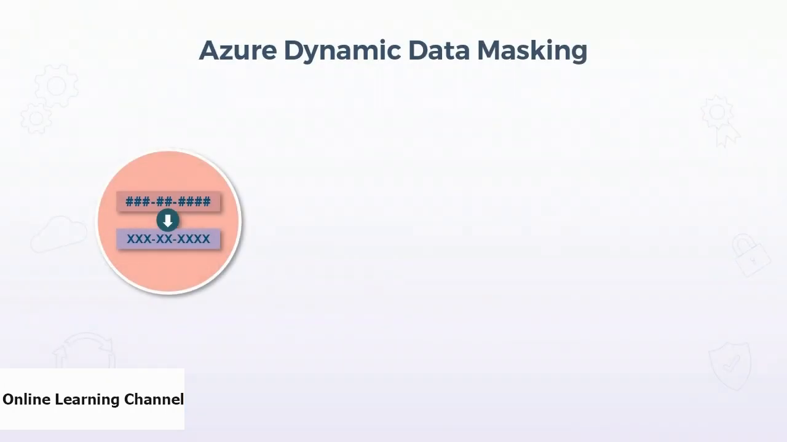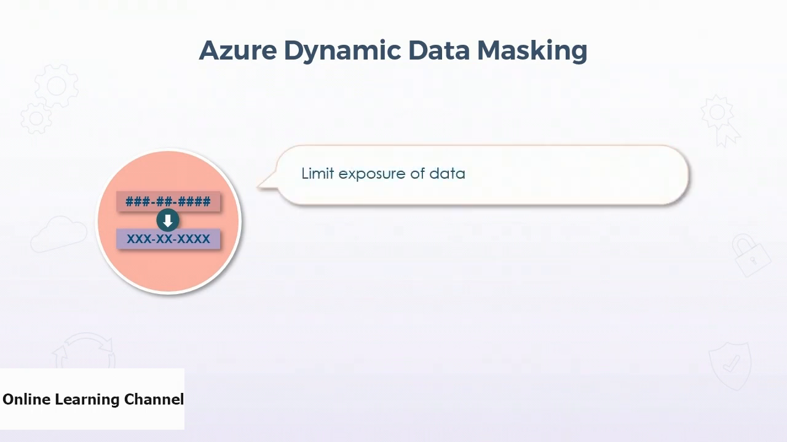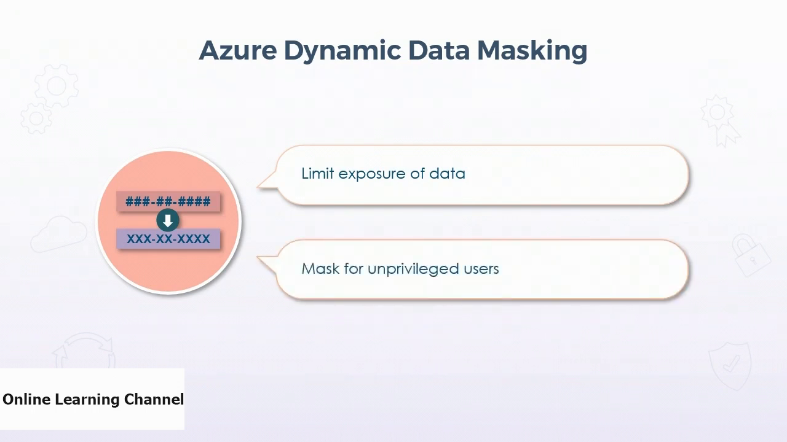Now, data is obviously an important part to any data-driven activity, but sometimes the data we're talking about is highly sensitive and shouldn't be completely exposed to consumers. So what do we do about that? Well, enter Azure Dynamic Data Masking. Data masking is a policy-based concept that's centered around limiting the exposure of sensitive data to various consumers. The idea is to mask certain data away from unprivileged users.